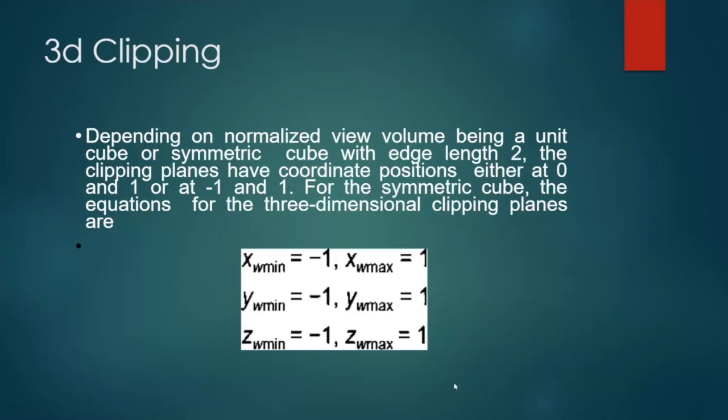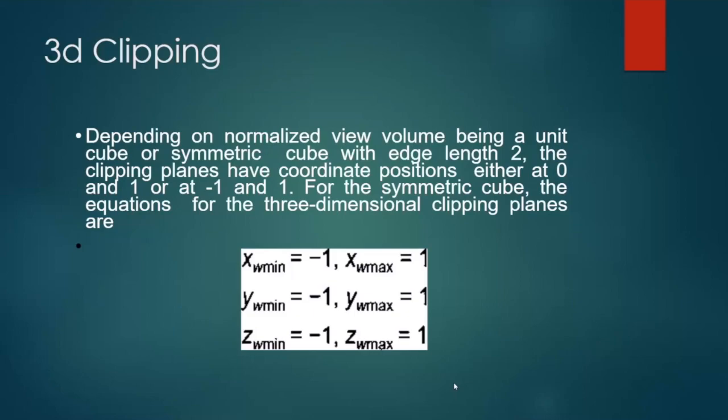In 3D clipping, the normalization strategy basically makes the clipping very efficient. So that's the reason we use normalization here. Depending on the normalized view volume being a unit cube or a symmetric cube with edge length of 2, the coordinate positions can be either 0 or 1, or -1 and 1. For the symmetric cube, the equations for the 3-dimensional clipping planes are as below.